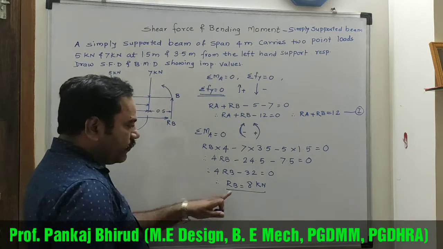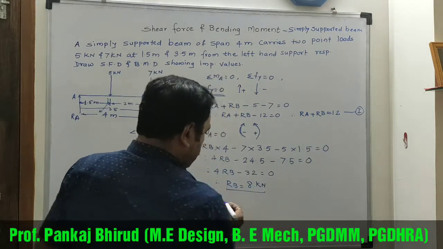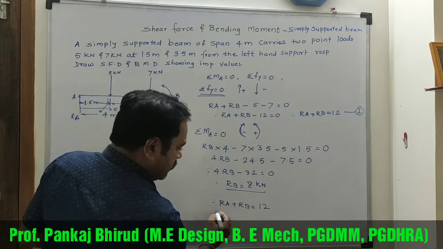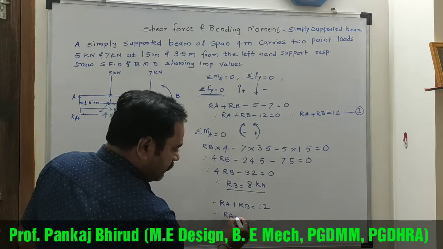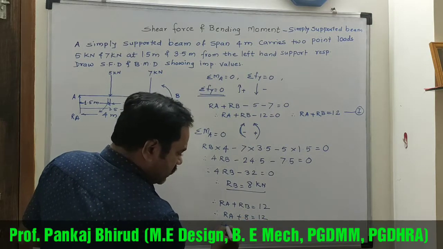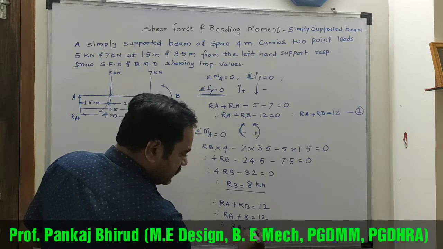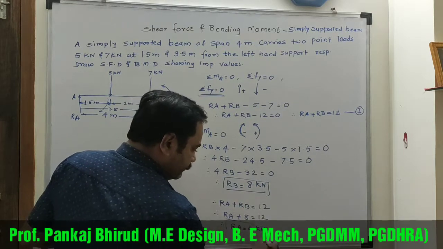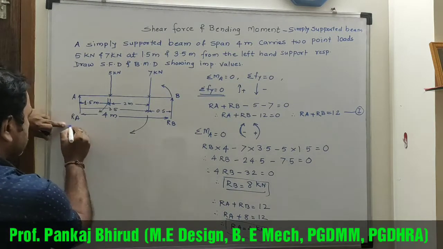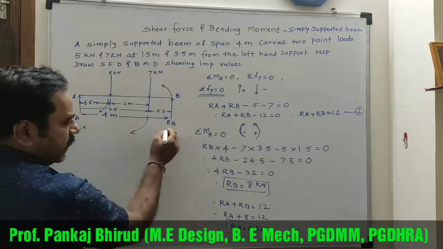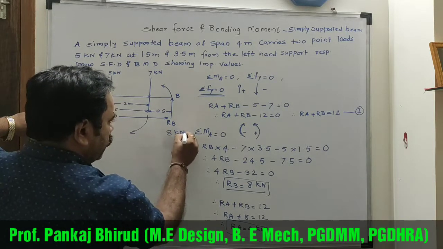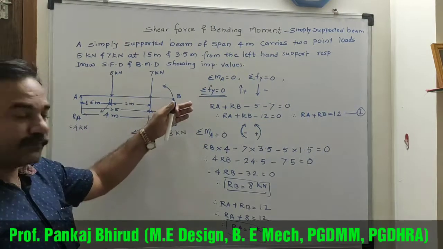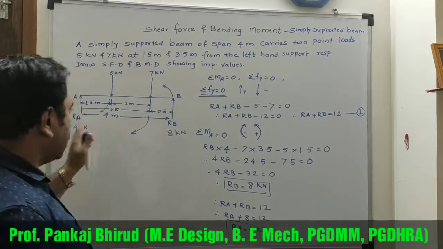Now put this value in first equation, that is RA plus RB is equal to 12. Therefore RA plus 8 is equal to 12. So RA equal to 12 minus 8 is 4 kilonewton and RB is 8 kilonewton. So RA is 4 kilonewton and RB is 8 kilonewton. Here we have calculated reactions RA and RB.